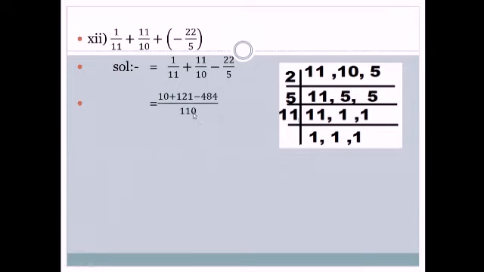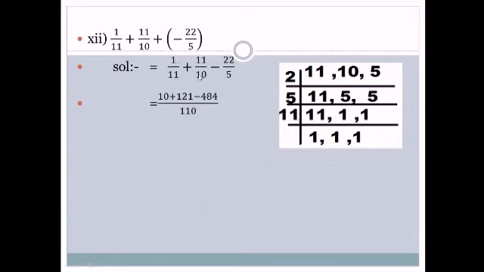This 110 first we divide by 11. In rough work, you divide 110 by 11. So 11 tens are 110. So 10 is the answer. That multiplies with the numerator, 10 ones are 10. So you get the answer 10.